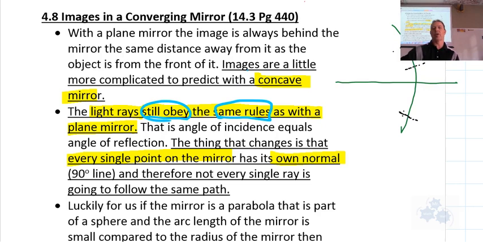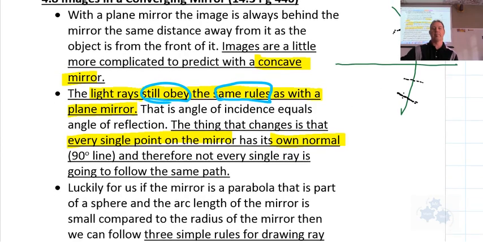The thing that changes, though, is that every single point on the mirror has its own little normal. And that's what I've tried to draw to show you here. So the normal, which is the imaginary line that would be perpendicular to the mirror at any point, if you take a look at that, these little lines would represent normals, right? But they're all at slightly different angles to each other. So that means that each of the light rays behaves a little bit differently than the others. And not every single light ray is going to follow the same path.